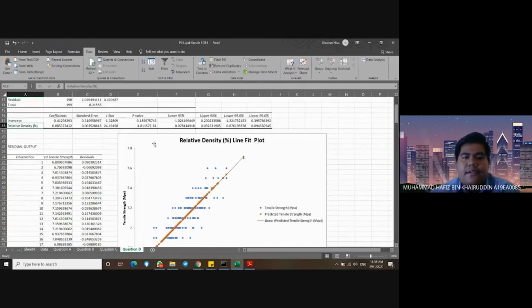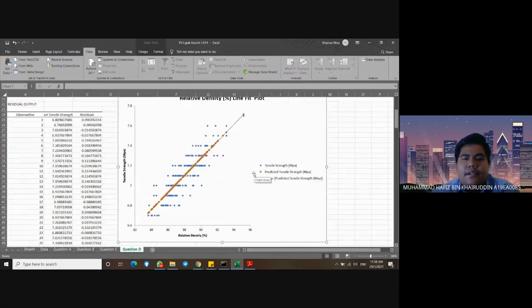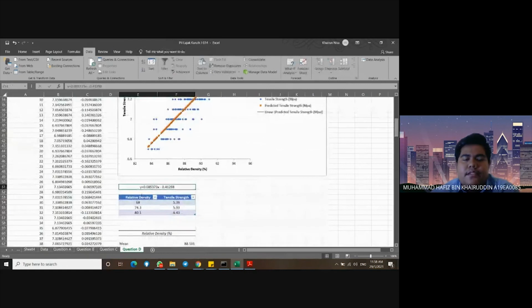So from that, we got this line fit plot and this equation: y equal to beta cap x plus alpha cap. From the information in the question, we need to substitute the values provided to get the tensile strength. Then we calculate when the relative density is 68.88%, then we got tensile strength equal to 5.39.